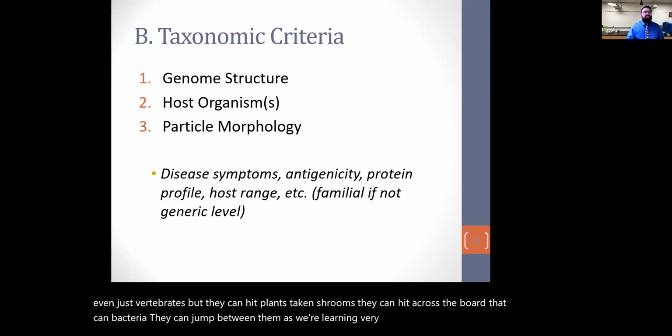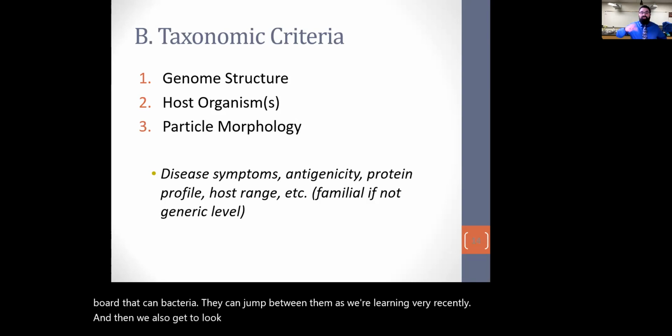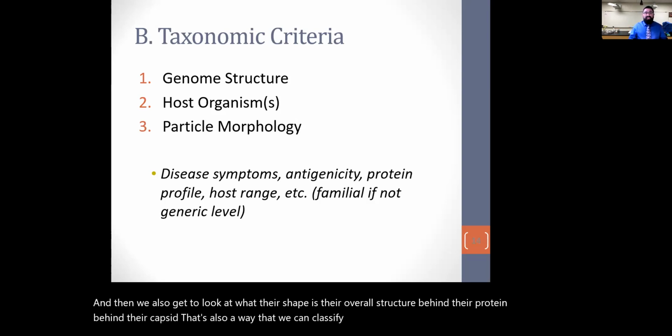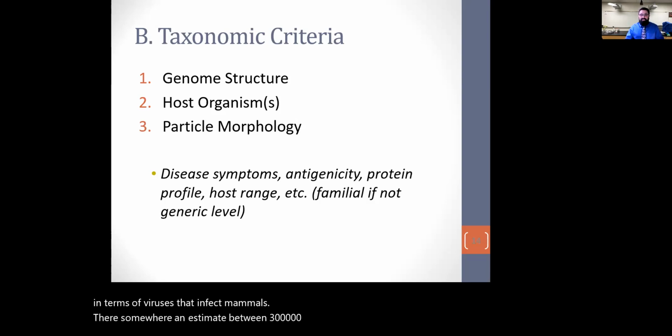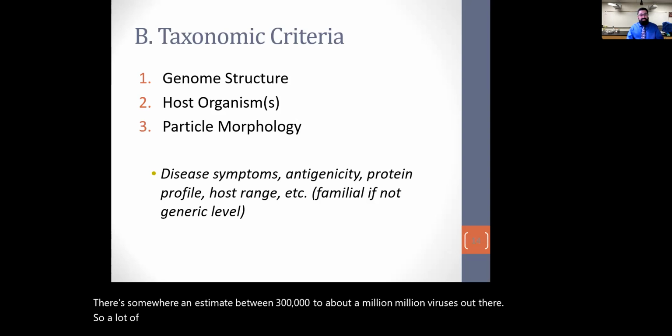And then we also get to look at what their shape is, their overall structure behind their protein, behind their capsid. That's also a way that we can classify them. Now, just in terms of viruses that infect mammals, there's an estimate between 300,000 to about 1 million mammalian viruses out there. So a lot of them are going to overlap. There's going to be a lot of range in there. And so sometimes those three categories are just not enough.